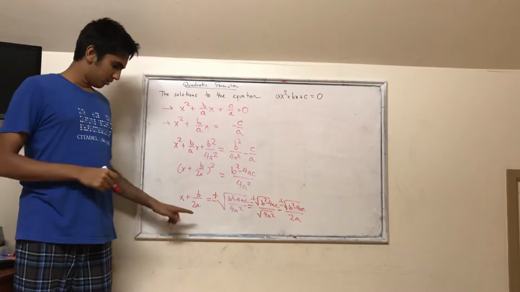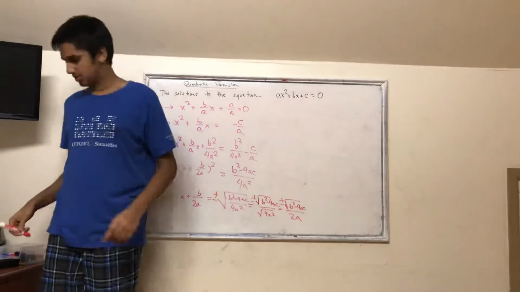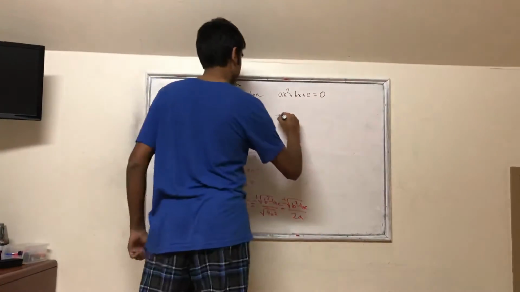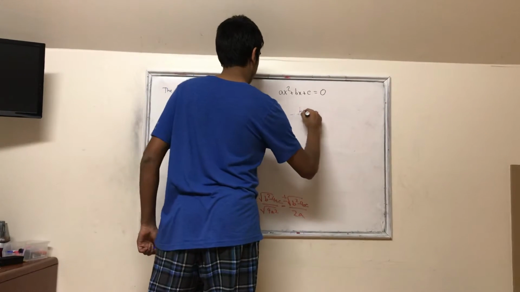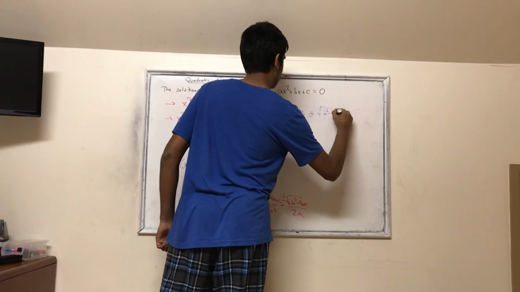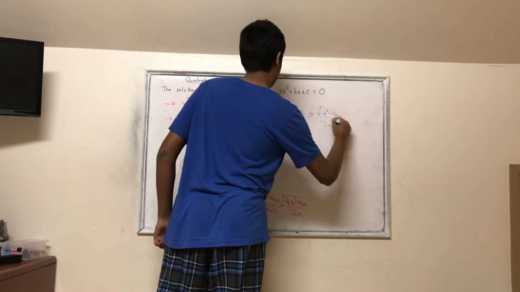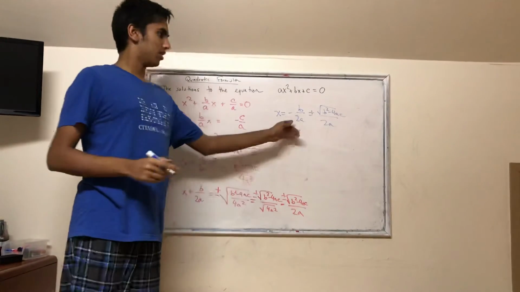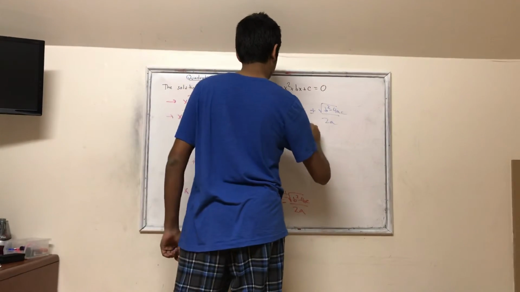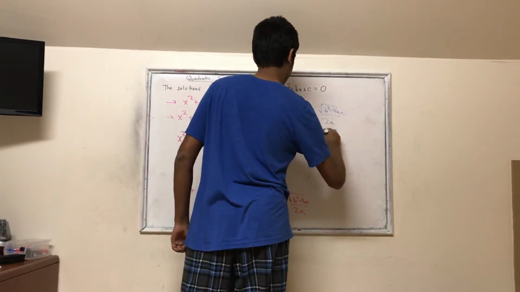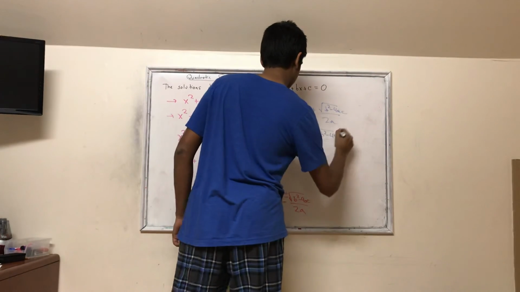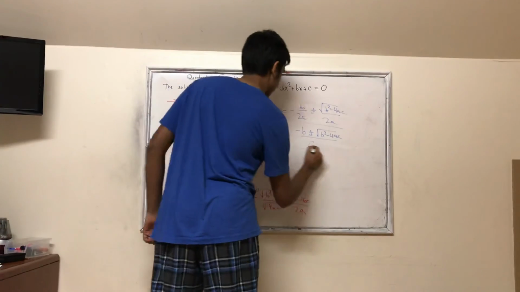Finally, we subtract this constant term from both sides. So we end up getting x equals negative b over 2a plus or minus the square root of b squared minus 4ac all over 2a. And 2a, you can just combine it. Get x equals negative b plus or minus the square root of b squared minus 4ac all over 2a. With that, we are basically done.